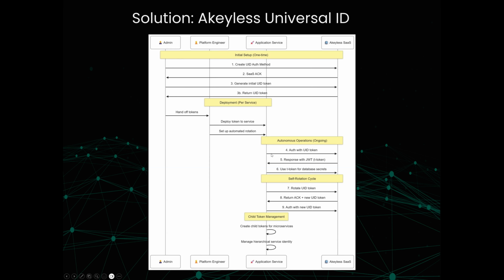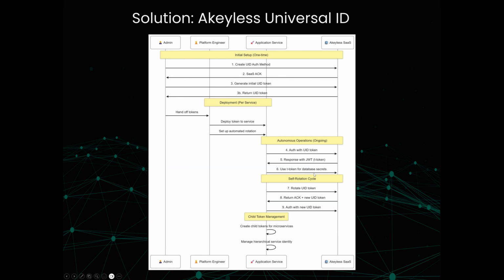this UID so that they can log into Akeyless and retrieve the secrets they need. So at this point, starting in step 4 here, the application can authenticate with this UID token, and then they get a response with a short-lived JWT token. Think of this as a session token that is even shorter than the UID, where they can use this JWT token to retrieve the secrets that are stored in the SaaS backend inside of Akeyless.